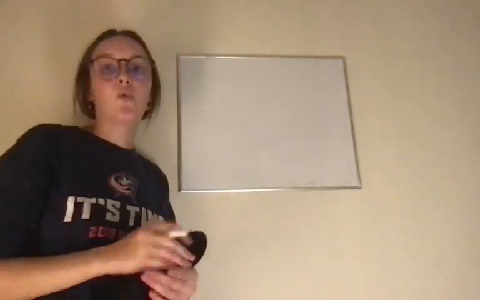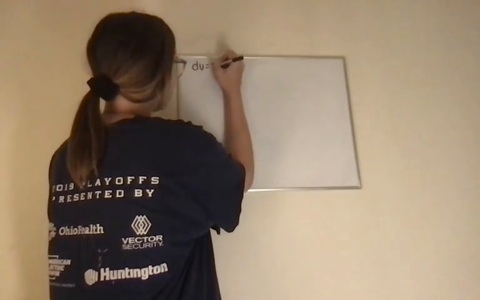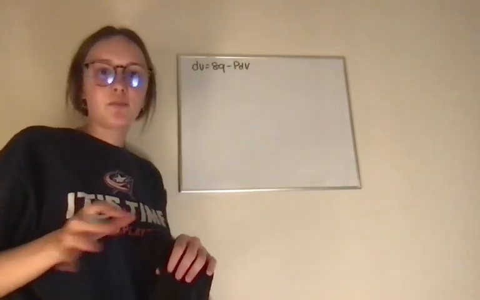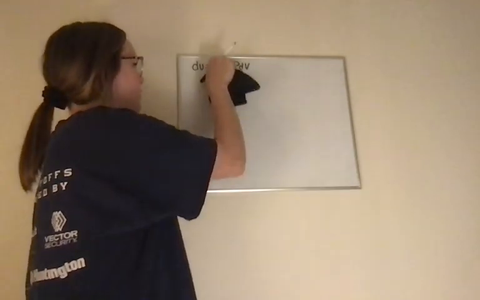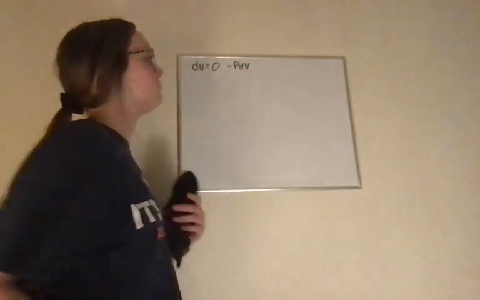Now we're going to start out with the second equation that I mentioned, which is dU equals delta Q minus P dV. Now, as I said before, this delta Q is just going to be 0. There is no heat change. We can just write it as 0.